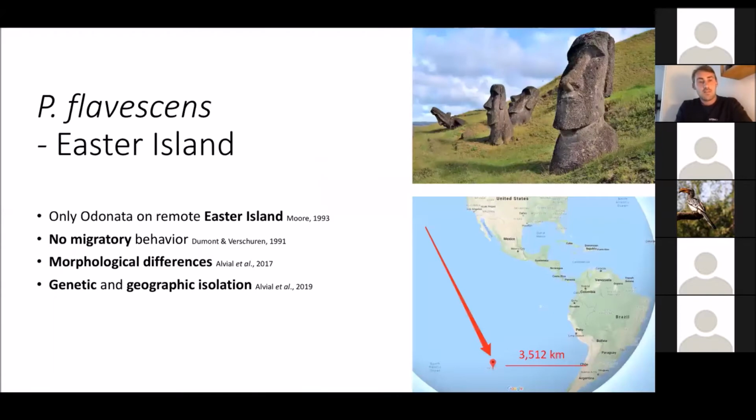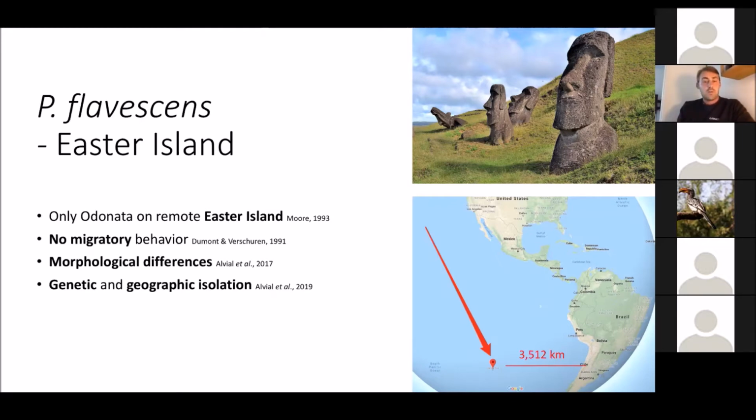At the same time, it is the only odonate on the really remote Easter Island, which belongs to Chile and is about 1,000 kilometers away from the nearest inhabited land. The population there doesn't show any migratory behavior, and even morphological differences are already observed. So there is ongoing speciation, and genetic isolation is observed, and of course geographic isolation.